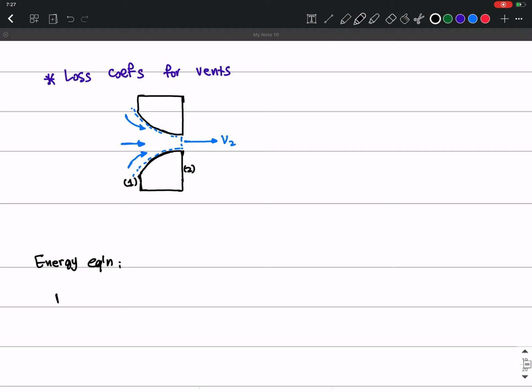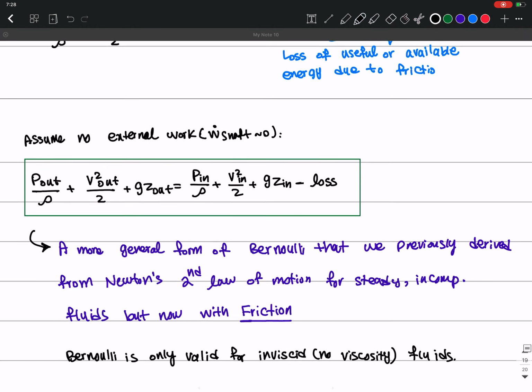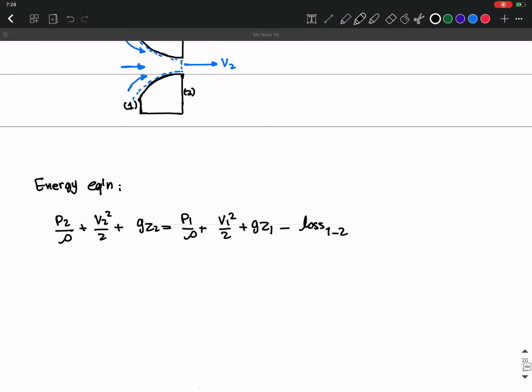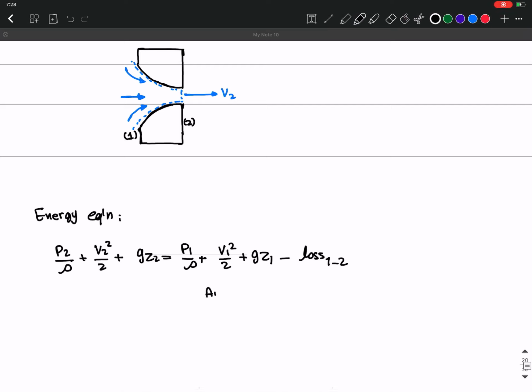Or let me just write it down here again so you remember. It's just Bernoulli: P2 over rho plus V2 square over 2 plus G Z2 equals P1 over rho plus V1 square over 2 plus G Z1 minus loss between 1 and 2. What is the loss? Okay, energy loss here.